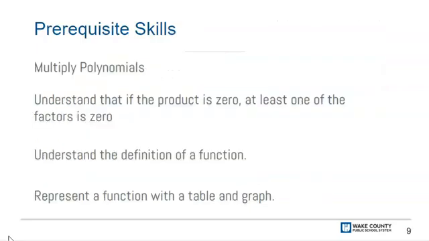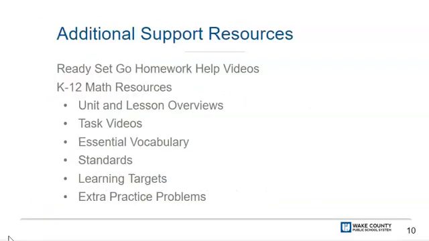Here are some key skills needed to be successful with the content in this unit. You should be able to multiply polynomials. Understand that if the product is 0, at least one of the factors is 0. Understand the definition of a function, and represent a function with a table and a graph.